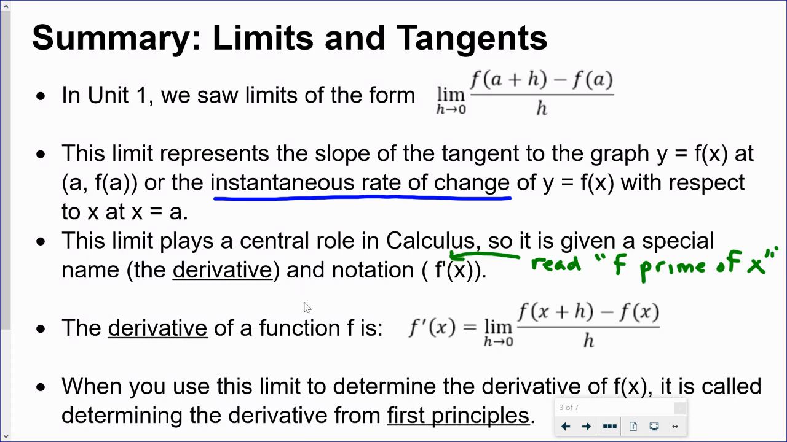This limit plays a central role in calculus, so it's given a special name, the derivative. You might remember that from the videos we saw on the first day of school. Okay, but because this helps us calculate the slope of the tangent, we gave it its own name and we give it its own notation, f prime of x. This little apostrophe here looks like an apostrophe, but it's read as f prime. Okay, so therefore we can now say that this equation that we called the difference quotient is actually the derivative, and it has its own notation.